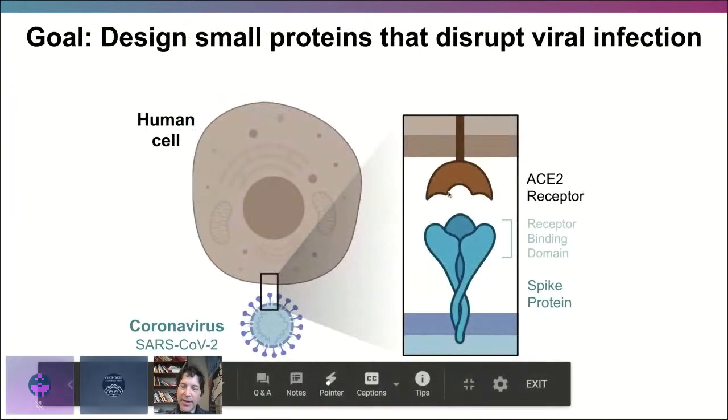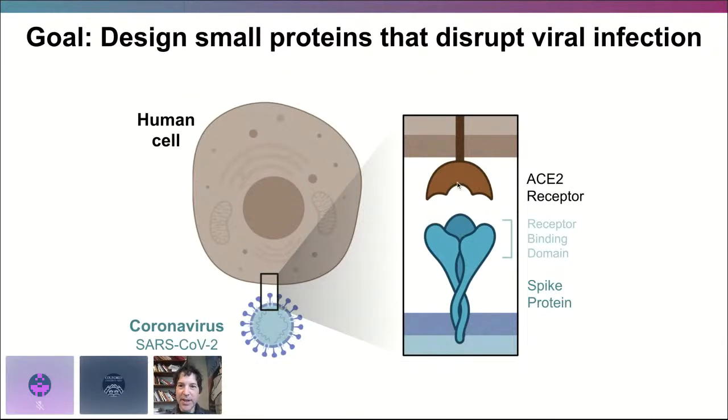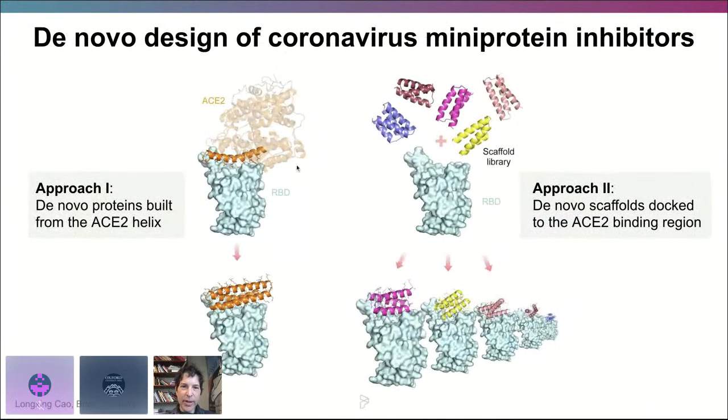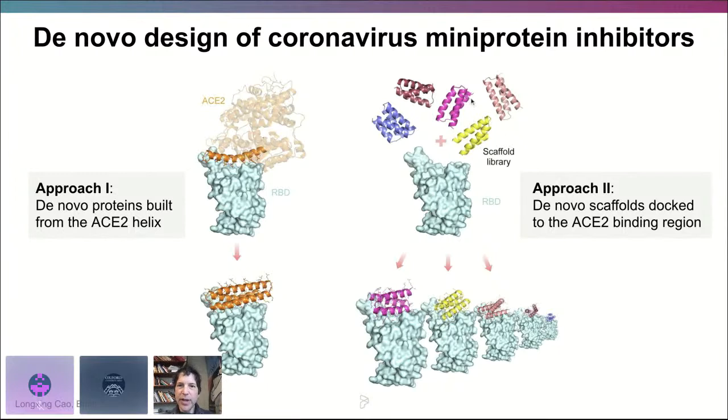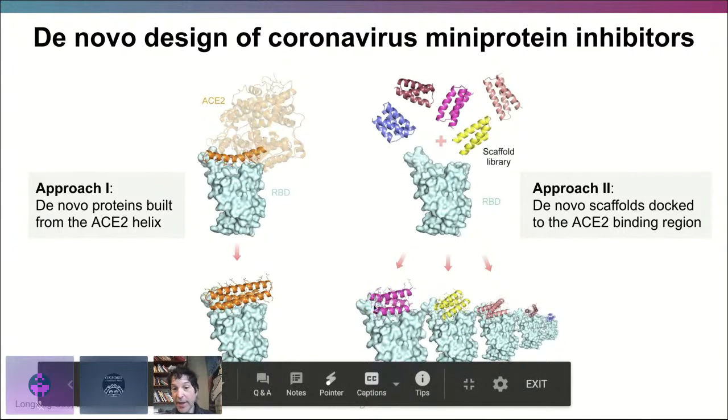In terms of antivirals, we've been focusing on designing proteins which block the interaction between the spike protein and the ACE2 receptor. And we took two approaches. One approach was to take the alpha helix that forms the major part of the interface between ACE2 and the receptor binding domain of the virus, and build small proteins around it, as you see here. In the second approach, we built very large in silico libraries of small proteins, and then docked them against the receptor binding domain, identified the most shape complementary matches, and then designed the interface for high affinity binding.